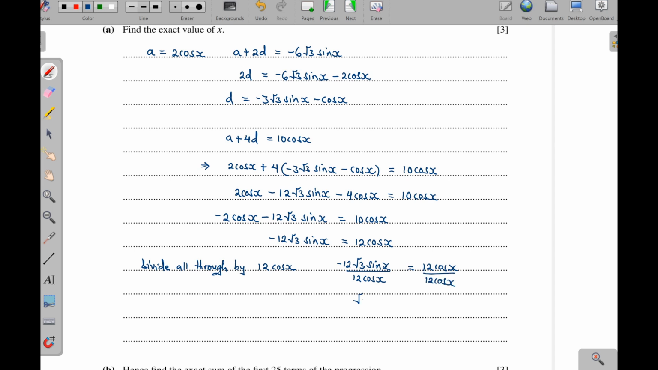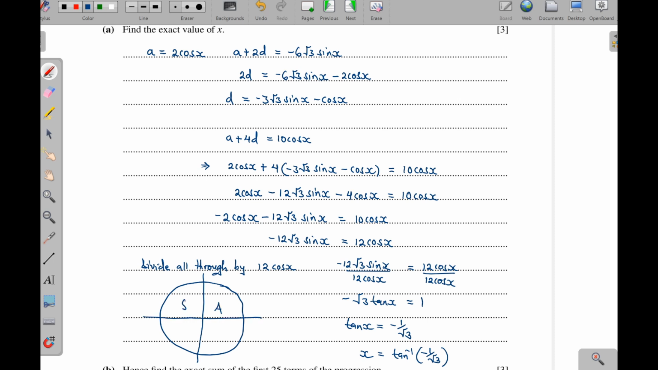That means here you are getting root of 3, then tan, because sine over cosine is tan, right? Then it is equal to 1. Of course, it's a minus, so tan x will be equal to negative 1 over root of 3. So x will be equal to the arctan of negative 1 over root of 3. And we know that tan is negative in the second quadrant and the fourth quadrant, where we see the cosine. It is positive in the first quadrant and third quadrant.